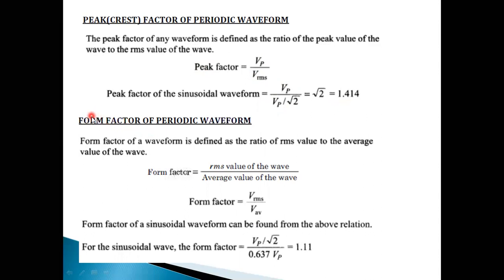Form factor: try to consider the last two letters, RMS. It is the ratio of the RMS value to the average value. Form factor is equal to VRMS divided by V average, and substituting those values we get approximately 1.11. These are the two values. Obviously, peak factor is greater than form factor. Remember these two factors; factors mean ratios.